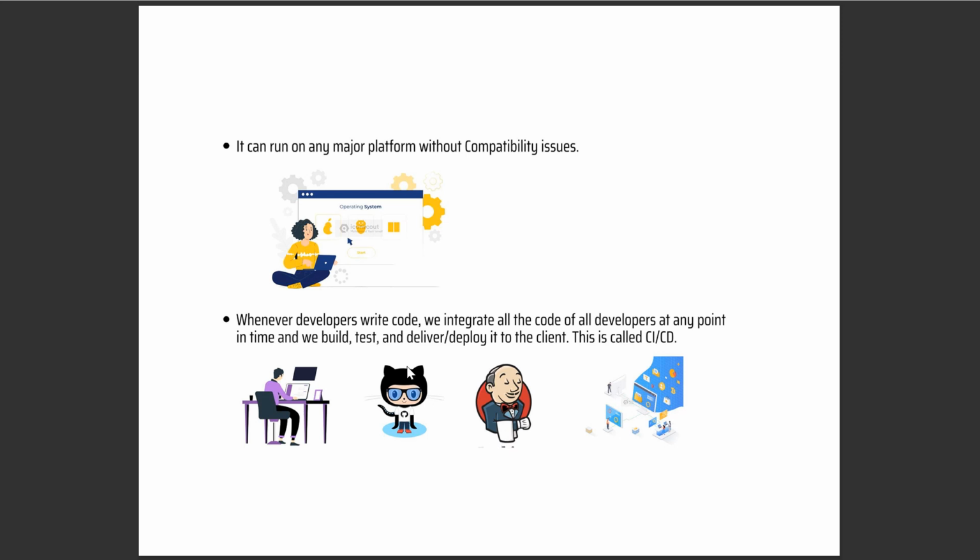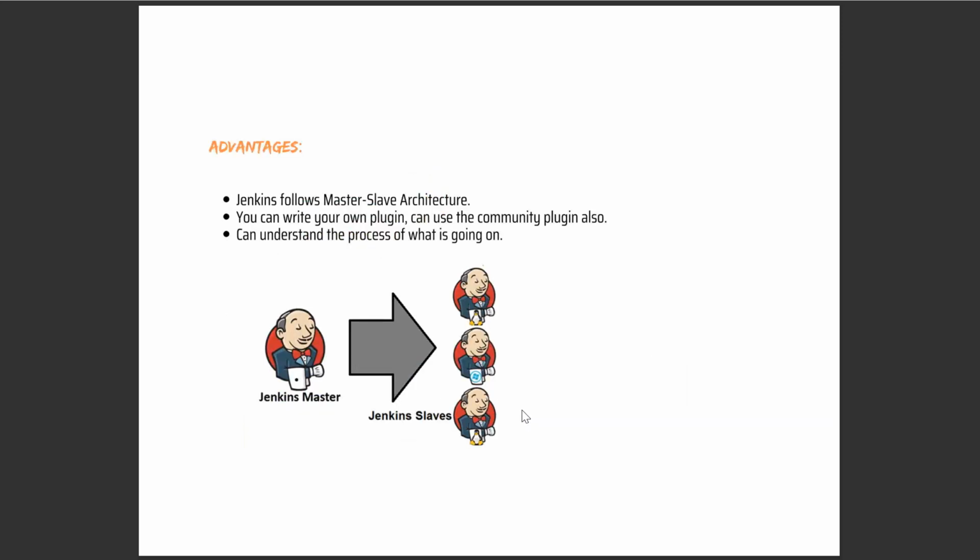Whenever developers write code, we can integrate the code of all developers at any point of time, and we can build, test, and deliver or deploy to the client. This is called CI/CD. With the help of the Jenkins server, we can build, we can test the code, and at the same time, we can deploy the artifact, which is nothing but the final product, over the targeted environment, that is, the client. This total process is called a CI/CD pipeline.